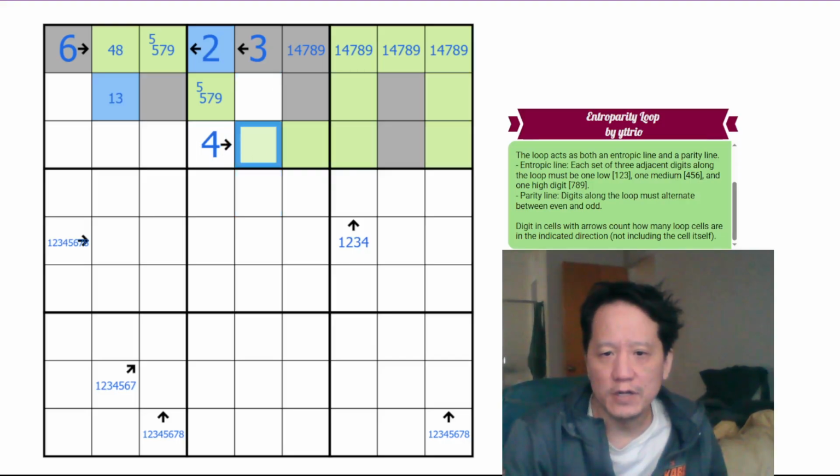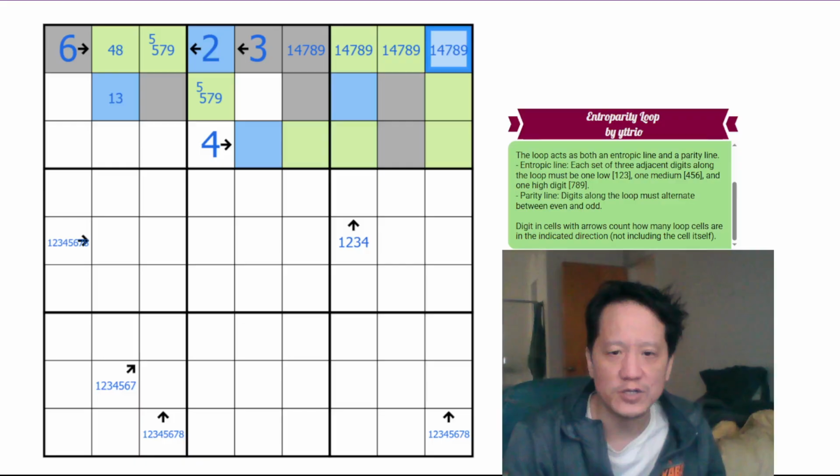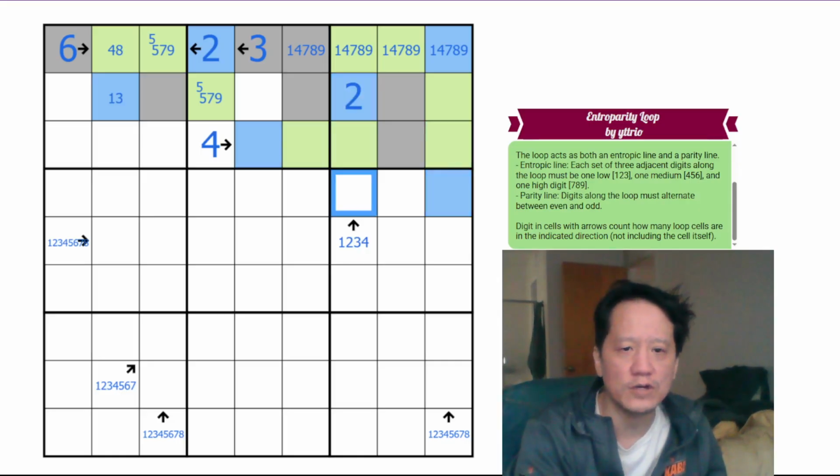This has to be a 1 here as a low. So this is low and is a 1. This is low and must be 2. This is low and must be 1, which makes that low and must be 2. So this is 2. We have 2 here.